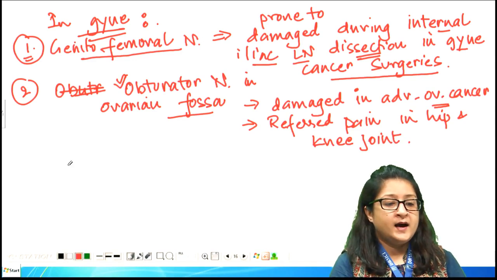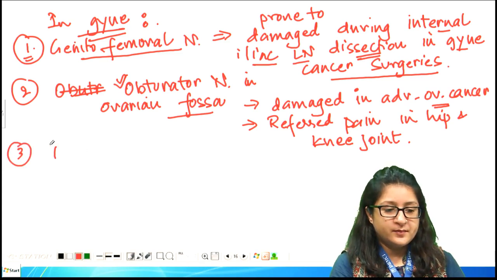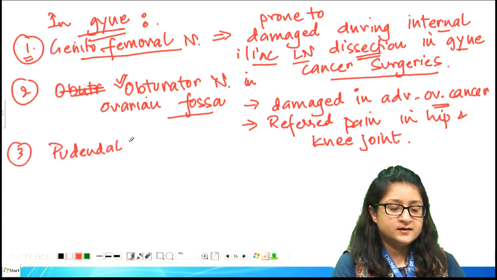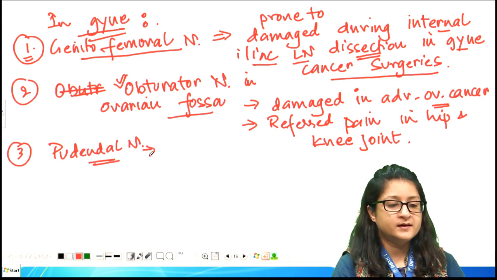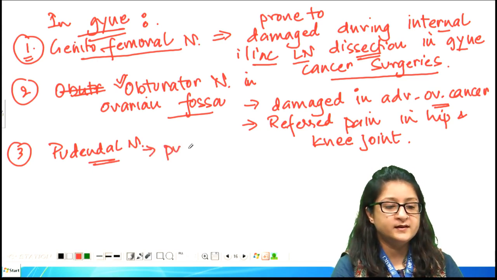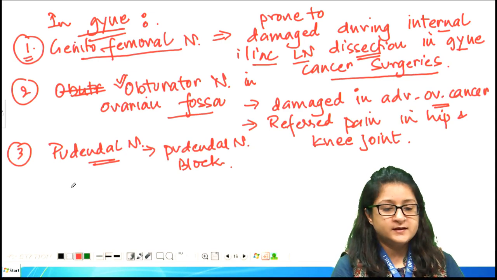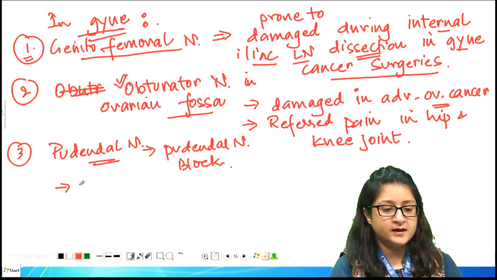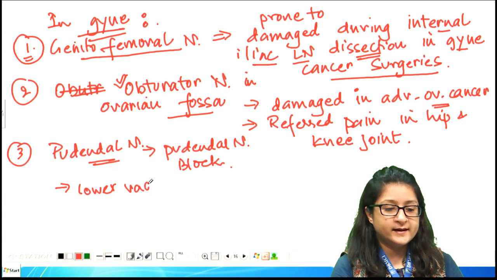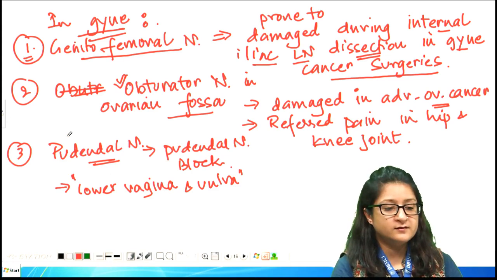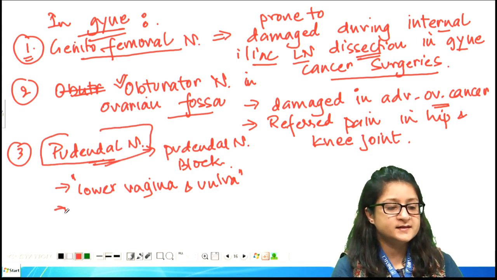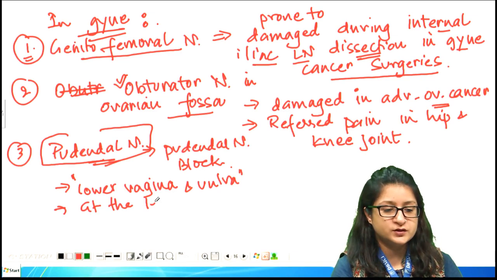All right. Another important nerve that you should remember in obs-gyne is the pudendal nerve. All right. So pudendal nerve, just remember that we give the pudendal nerve block. We give the pudendal nerve block in obstetrics, and this block takes care of the lower part of vagina and the vulva. Okay, this gets anesthetized, lower part of vagina and vulva, by this pudendal nerve block, and this is given at the level of ischial spines.